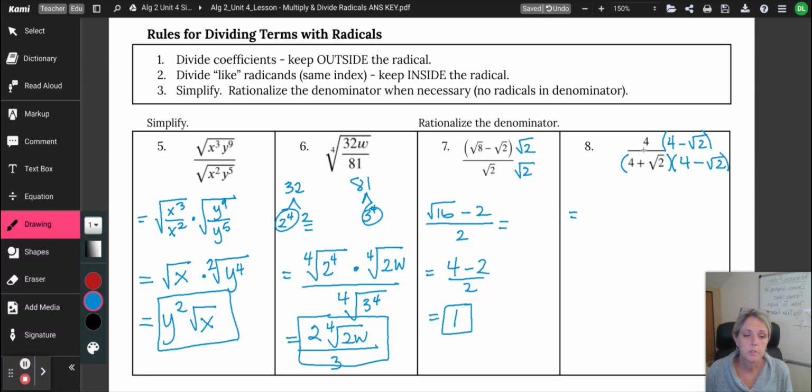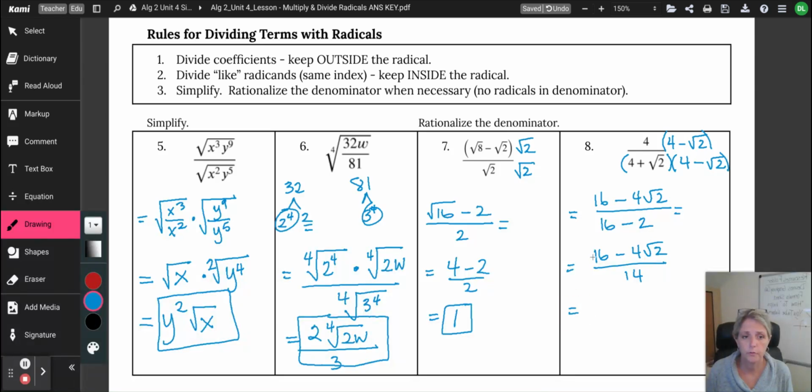So for the numerator, I'm just going to distribute my 4. So I get 16 minus 4 times the square root of 2. In the denominator, I'm going to use that a squared minus b squared shortcut. So 4 times 4 is 16. And then root 2 times root 2 is 2. And I know that 16 minus 2 is 14.